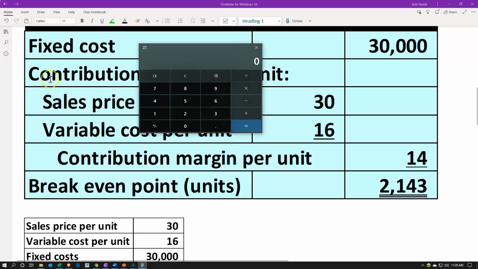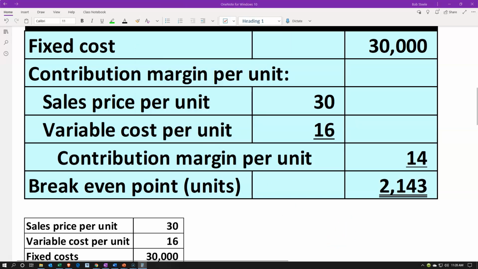Well, if we want to make a $10,000 profit above the 30,000, we can take the 30,000 that we need to break even, plus we want to make a profit of the 10,000. That's where we would like to get to. So we have 40,000 in the fixed cost plus the profit, divided by the contribution margin per unit, 14. That would mean we'd have to sell 2,857 units to get to our objective. So that's going to be a useful calculation. We're going to use these.